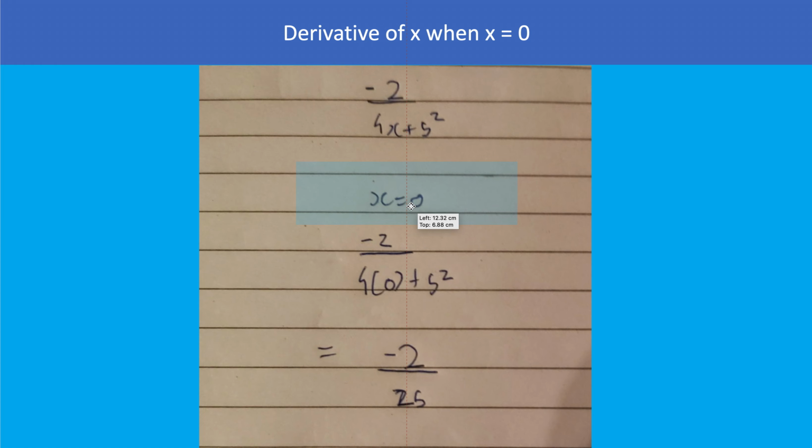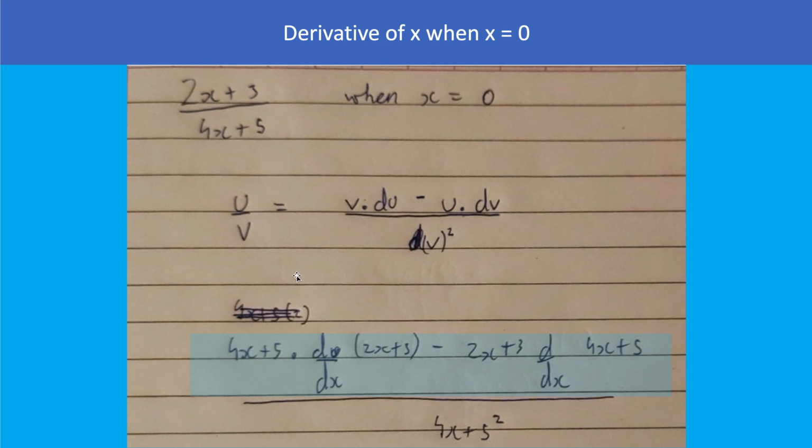Here you can input the value of x as 0. Once you do that, it will allow you to eliminate this 4x completely, leaving only minus 2 upon 5 squared, which is your answer. So this is the derivative when x is equal to 0, in the case of the derivative of 2x plus 3 upon 4x plus 5.